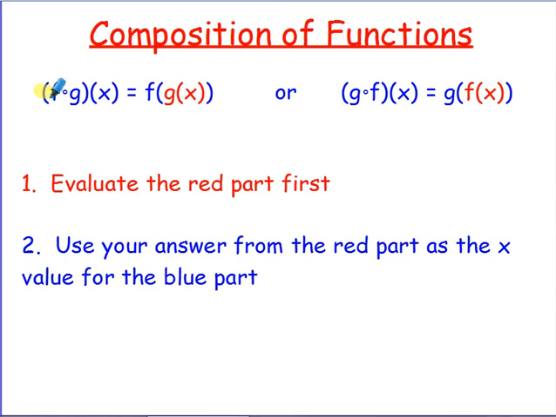Usually you will see this or this given to you. That notation, if you see it given to you, is actually of no help to us. So we need to know how to read this and then how to change it into the more helpful form. First of all, this little circle here is not multiplication. We actually use the word "of." We would read this right here as f of g of x, and this one would be read g of f of x.